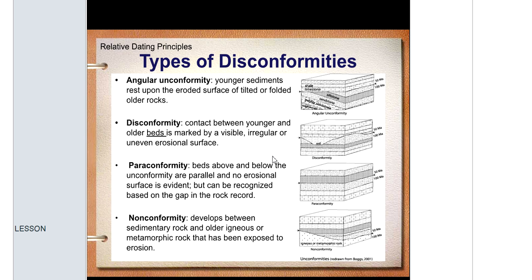Paraconformity means the beds above and below are parallel and there's no real erosion evident, but there's a definite gap in the rock record there somehow. So you have a couple layers here, and then you would have a missing layer, and then a couple more layers. And nonconformity means that you have sedimentary rock and older igneous rock or metamorphic rock that's actually exposed to erosion. So this is going to be somewhere where you've had erosion move rock away, and some of the older rocks are actually exposed and eroding also.